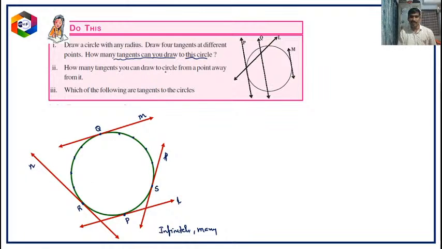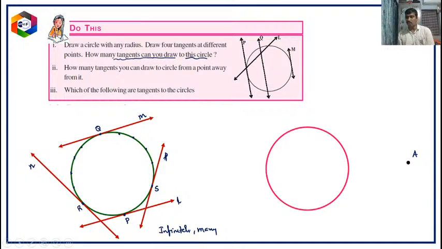Now the question changes. How many tangents can you draw to a circle from a point away from it? Again let us consider a circle. This is the circle. Now there is a point which I have considered. Observe children. This is the point A I have considered, which is away from the circle, not inside. It is outside and that is away. Okay?